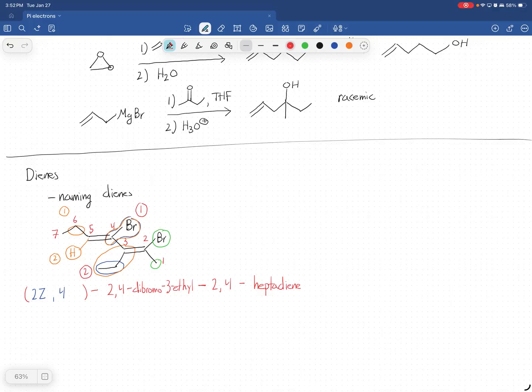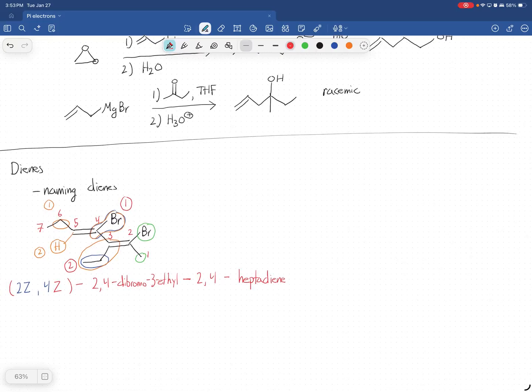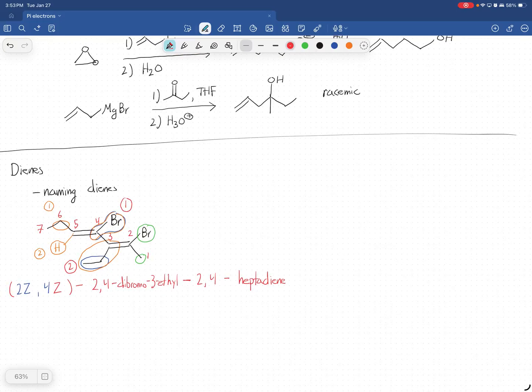All right, so they're both on the same side. So the ethyl group on the left side and the bromine on the right side are still on the same side. So it's also 4Z. So it's 2Z, 4Z, 2,4-dibromo, 3-ethyl, 2,4-heptadiene. All right, any questions on that one?